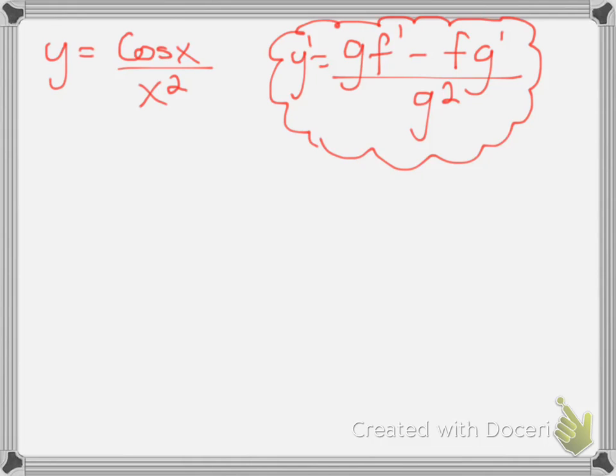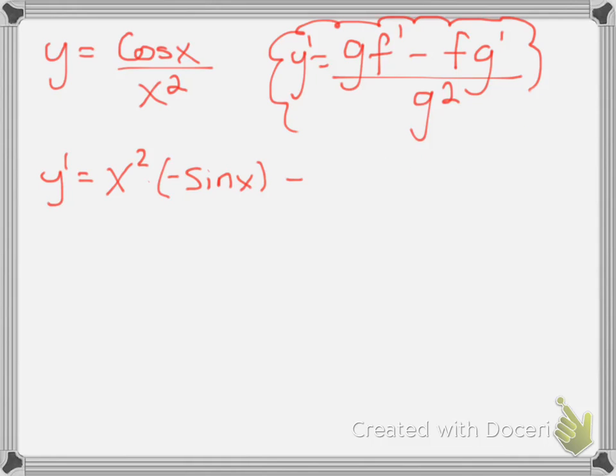So my g is x squared, so y prime is equal to x squared times the derivative of f. Well, the derivative of cos is negative sine of x, minus, and then we have, I'm just going to erase a little bit of this so I don't get in the way. We have f, well f is cos x, so cos x, times the derivative of g. Well g is x squared, so the derivative of x squared is 2x using the power rule.